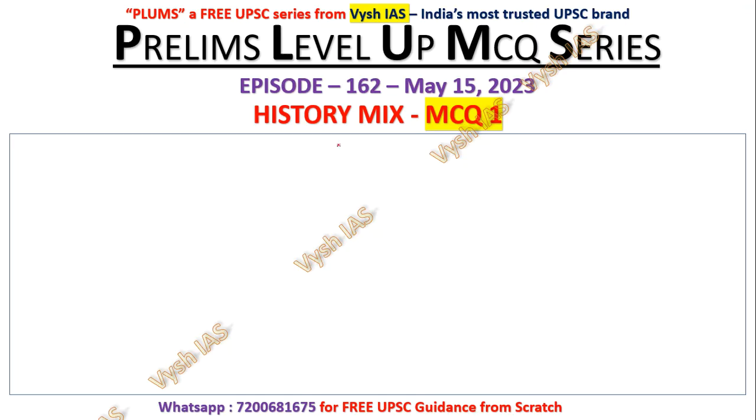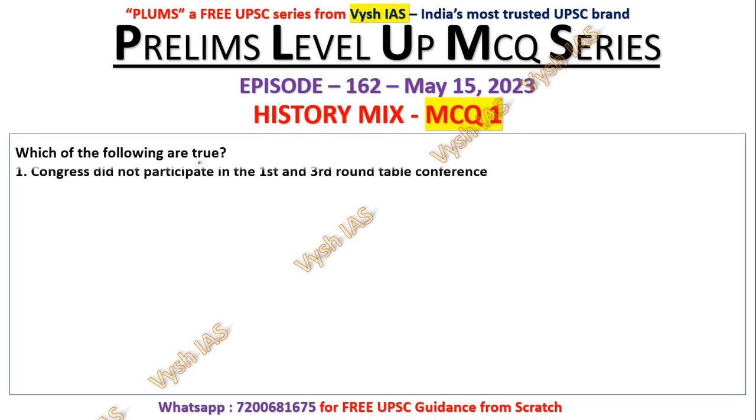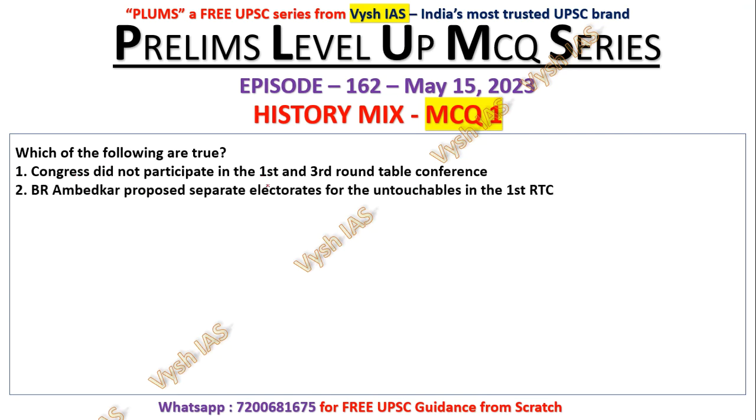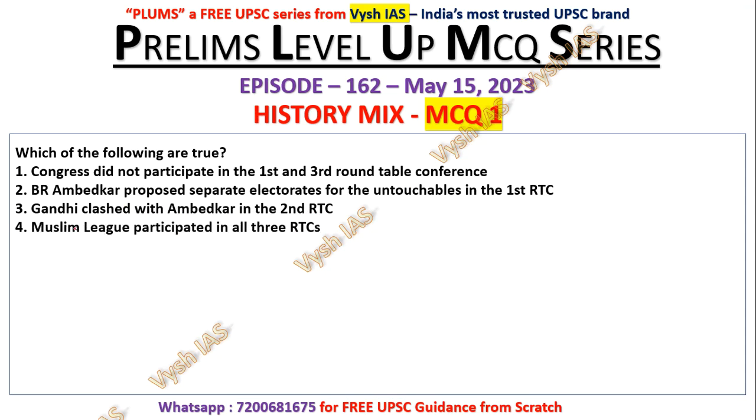Question 1: which of the following are true? 1. Congress did not participate in the first and third roundtable conference. 2. B.R. Ambedkar proposed separate electorates for the untouchables in the first roundtable conference. 3. Gandhi clashed with Ambedkar in the second roundtable conference. 4. Muslim League participated in all three roundtable conferences.